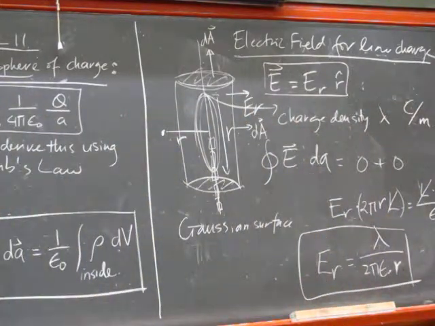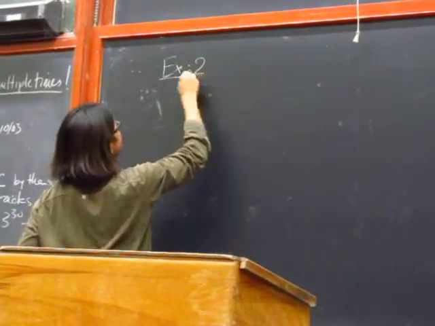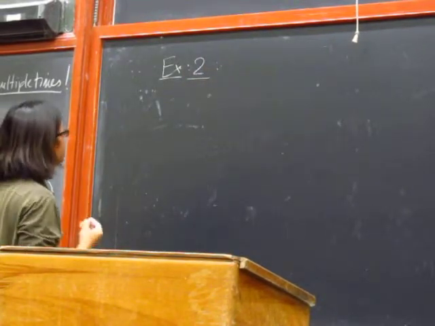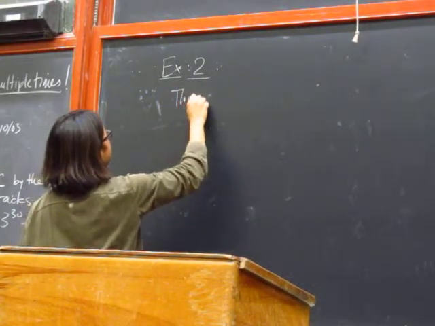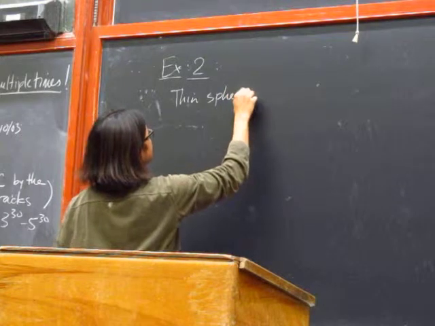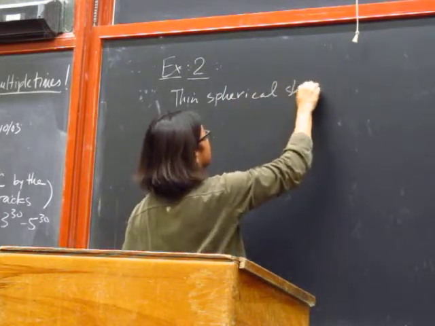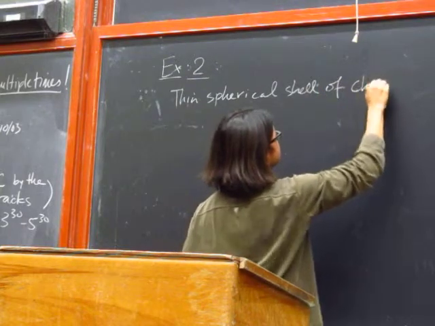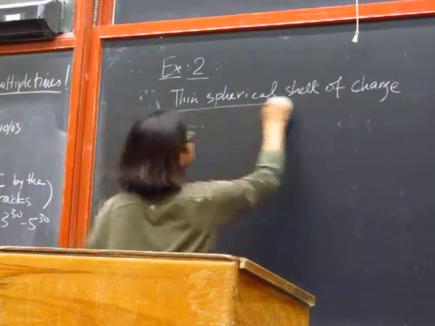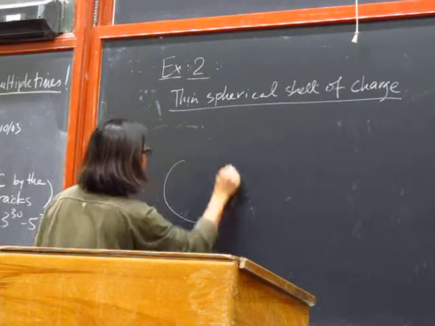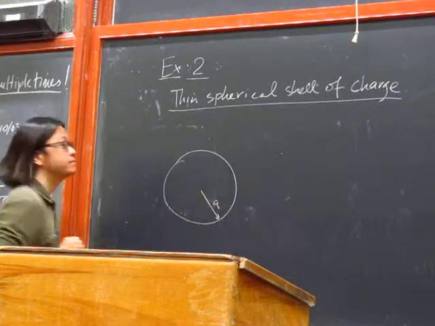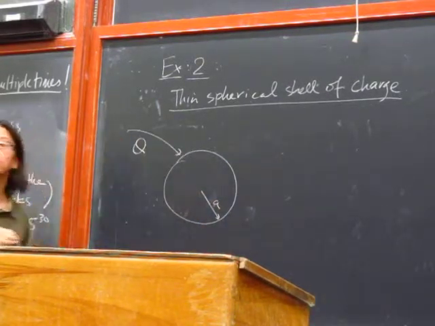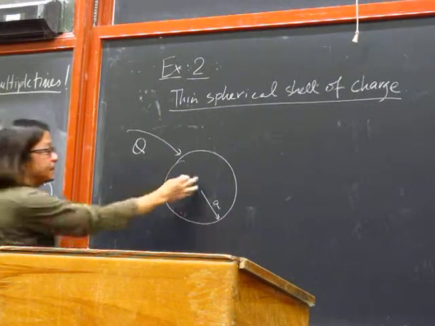So, next application. Suppose I have a spherical shell of charge. This is my spherical shell of radius A, and I put charge Q on it uniformly. This is empty inside.